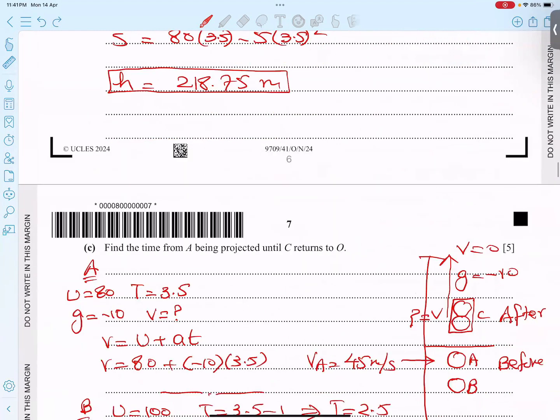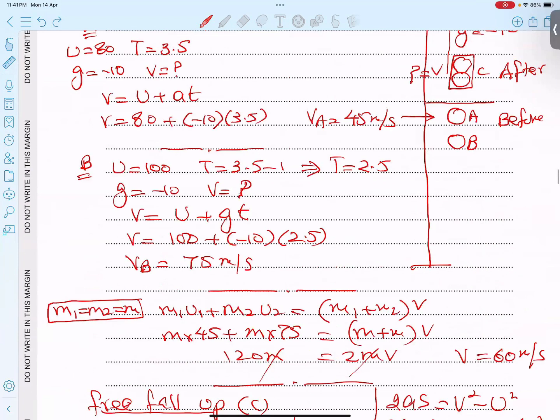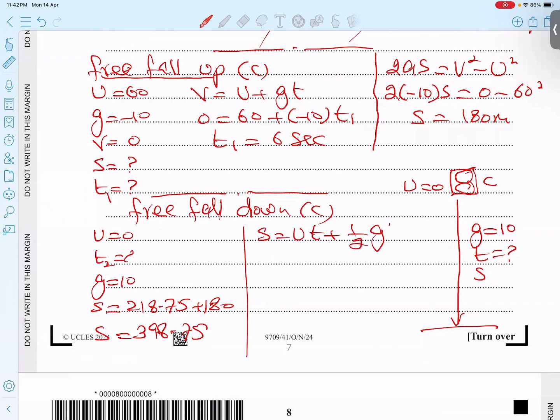218.75 plus 180. So adding, I got 398.75 meters. This is the distance it has to fall. Okay, and let's try to find time. So time becomes what, students? S is equal to ut plus half gt squared.